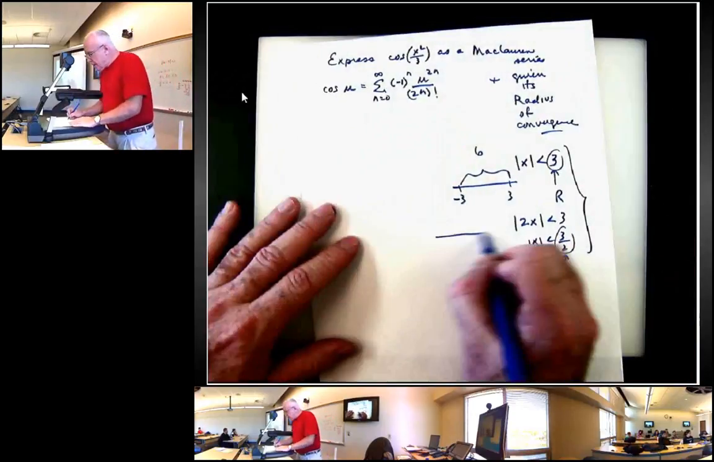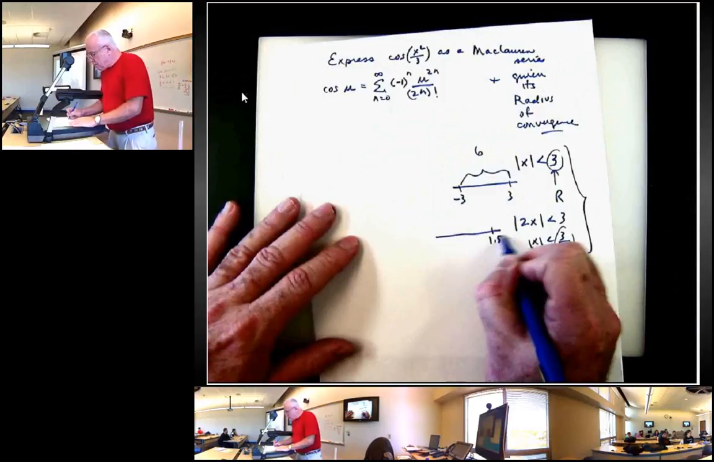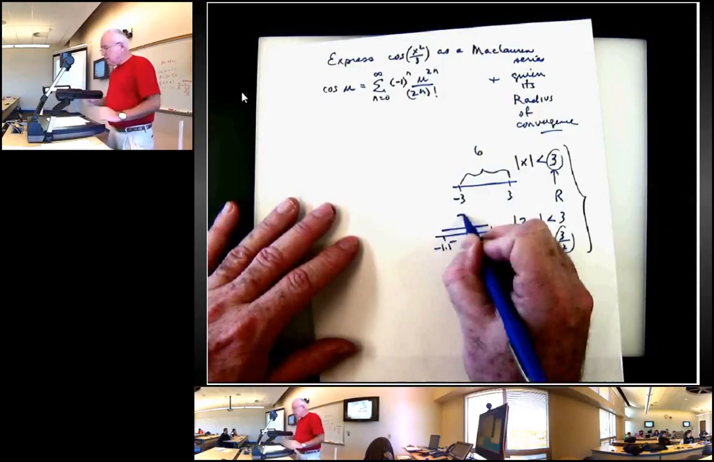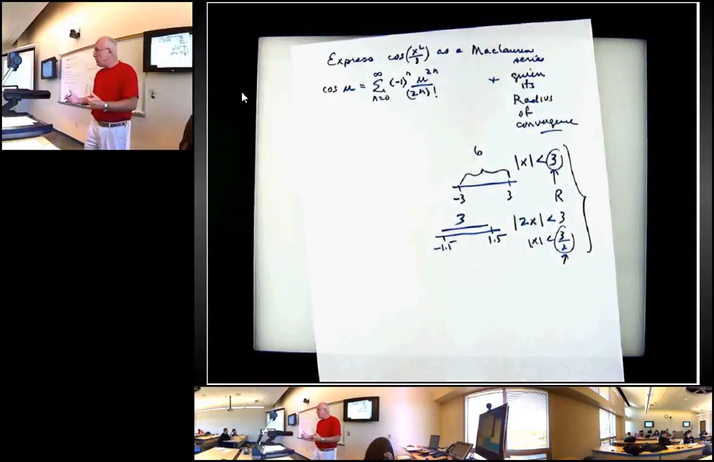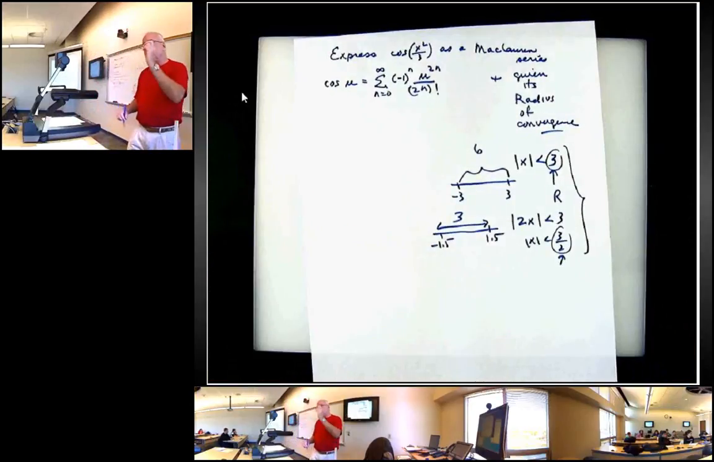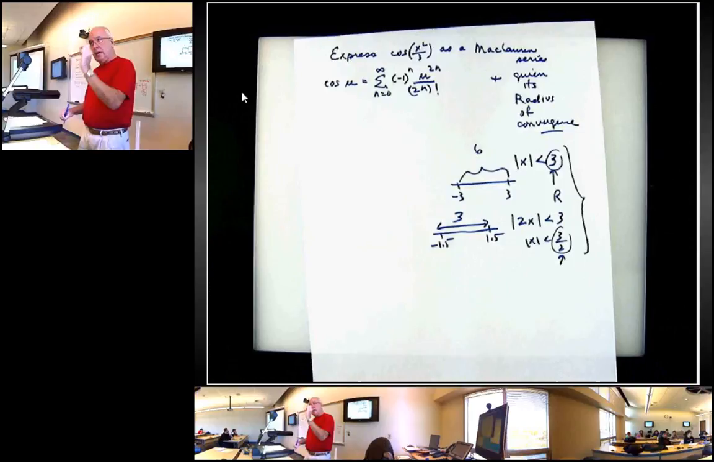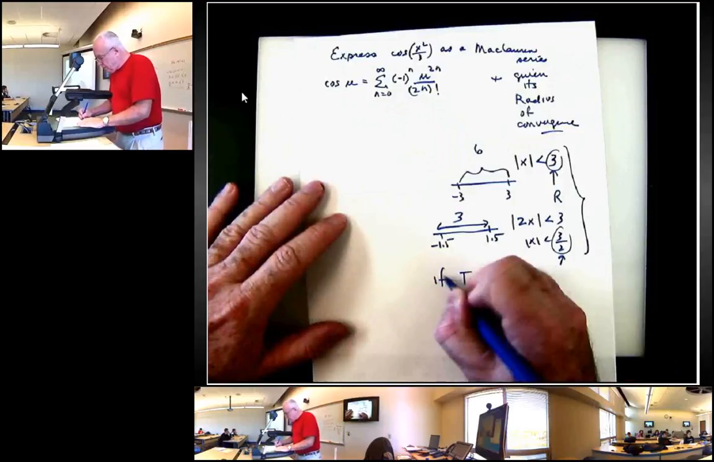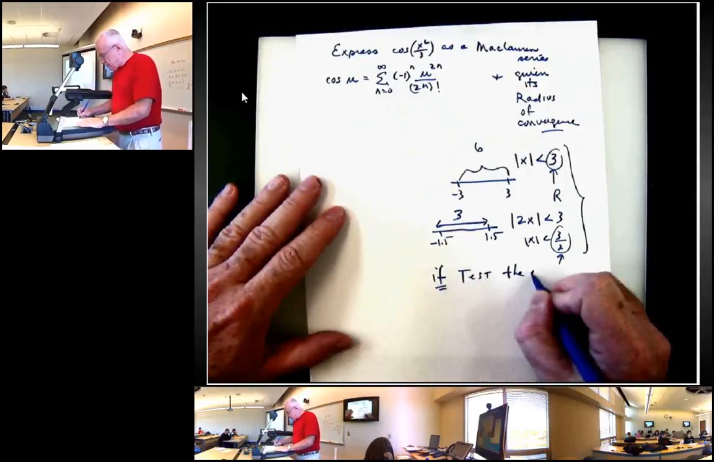Because this is going to be x between 1.5 and minus 1.5. That's a whole length of 3, but we've cut it in half. The radius is 3 over 2. Okay? Now, the interval of convergence is when you have to test the endpoints. And I'll tell you if you have to test the endpoints.